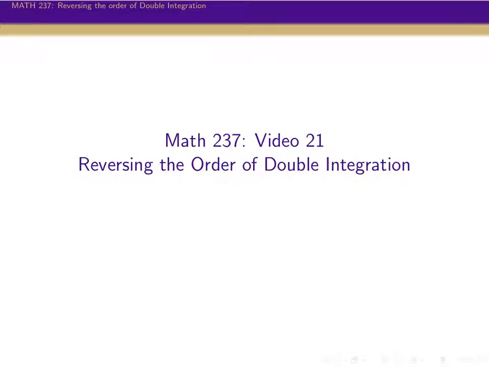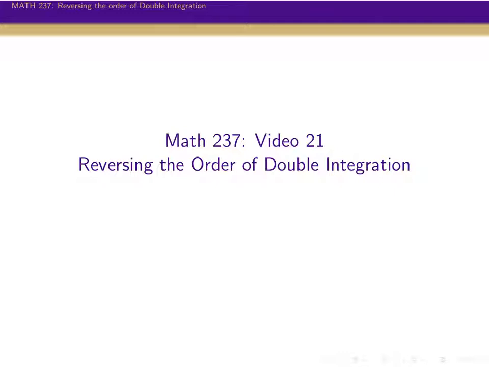Hello everyone, this is Dr. Webb. In this video we're going to talk about how you can take a double integral and reverse the order of integration. So let's say it's originally written in terms of integrating in terms of x first, and you want to swap it so that you integrate in terms of y first.